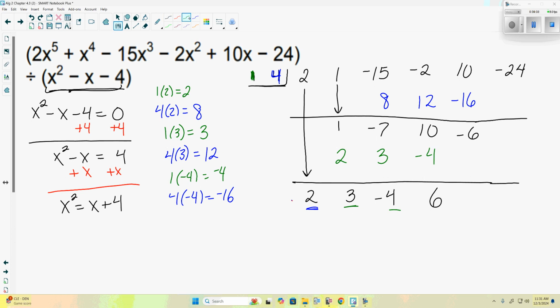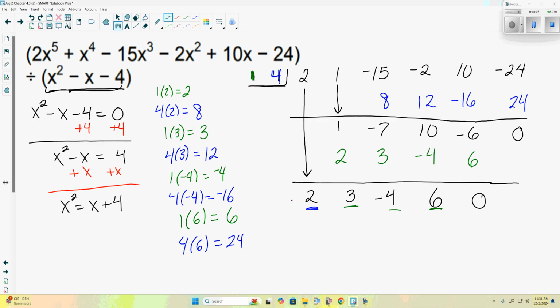Do it again. Now we're multiplying with our 6. We have 1 times 6, which is 6. And 4 times 6 is 24. And we'll add straight down. 6 plus negative 6 is 0. Negative 24 plus 24 is 0. Now, if you notice for the upper line, I can't go any further.